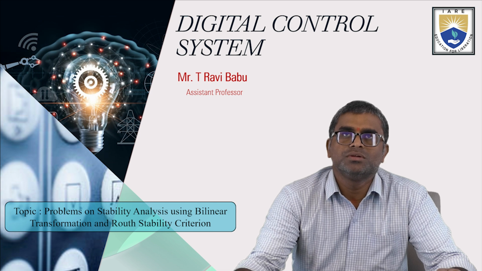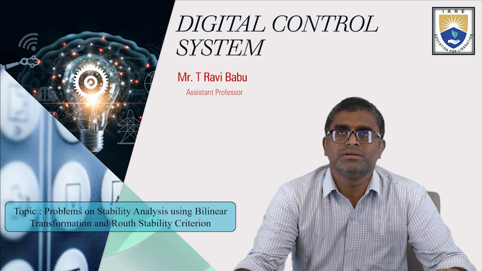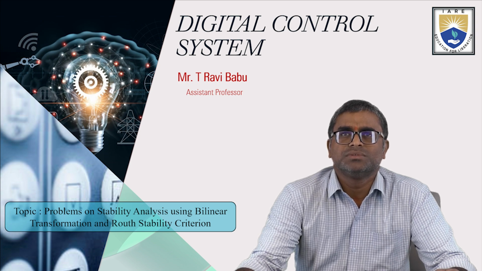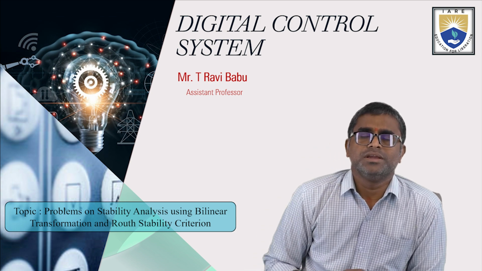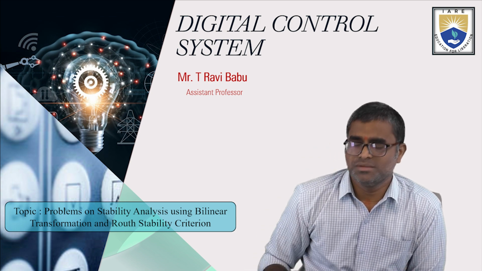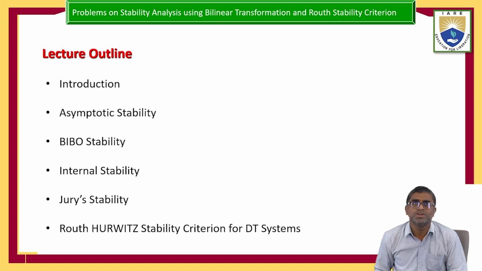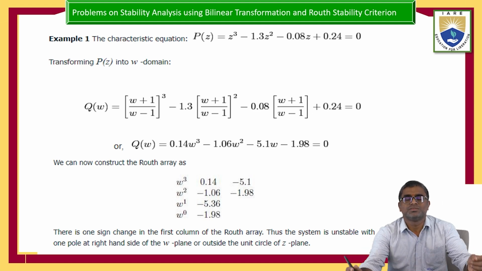Now I am going to explain problems on stability analysis using bilinear transformation and Routh stability criteria. Class, we will see the topic of stability analysis. In previous sections, we saw what is meant by stability, asymptotic stability, internal stability, bounded input bounded output stability, Jury stability, and RH criteria. Today we are going to see extra problems on stability analysis.